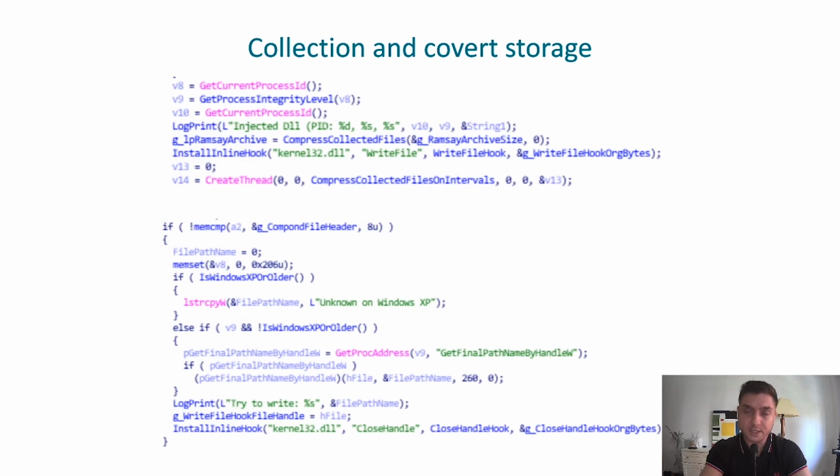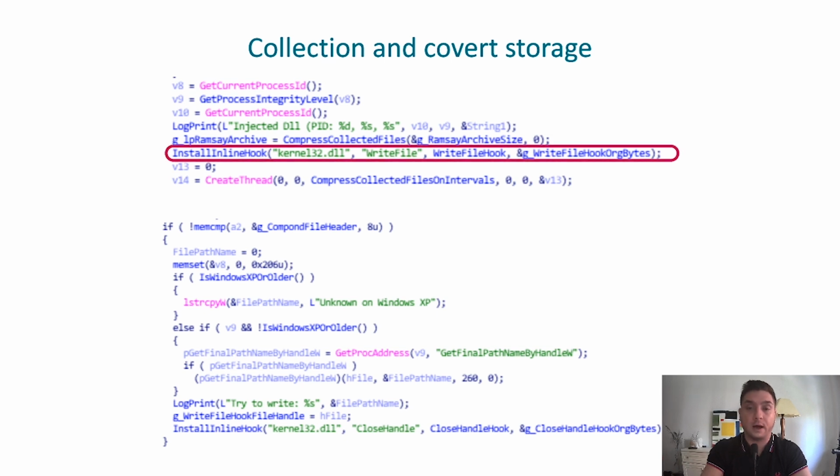So these Ramsay containers are what Ramsay utilizes to covertly store data all throughout the file system. And Ramsay does this with the use of hooks in two APIs of kernel32, which are WriteFile and CloseHandle. When Ramsay gets injected into a foreign process, the auxiliary or preliminary collection directory will be compressed, and a Ramsay container will be generated. At that point, a hook in WriteFile will be installed.